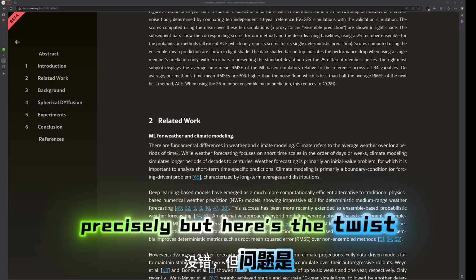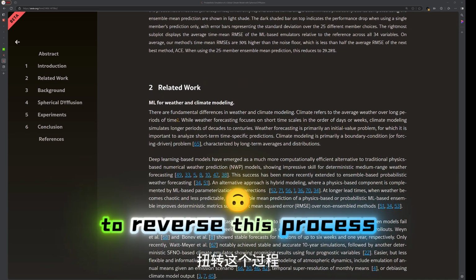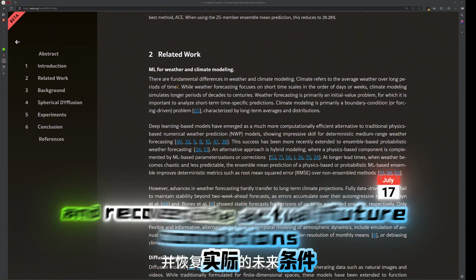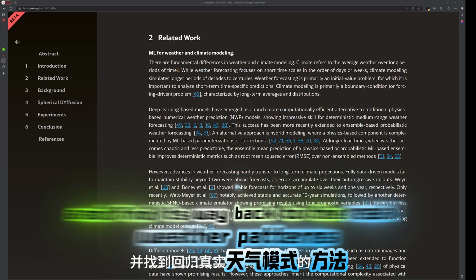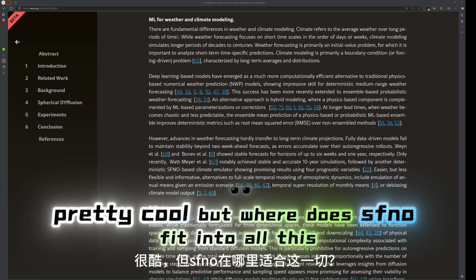Precisely. But here's the twist. DYffusion trains a machine learning model to reverse this process, to denoise the weather and recover the actual future conditions. Okay, so it's trained to undo the randomness and find its way back to the real weather patterns. Pretty cool. But where does SFNO fit into all this?